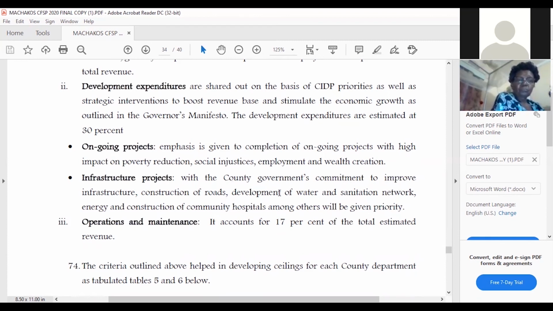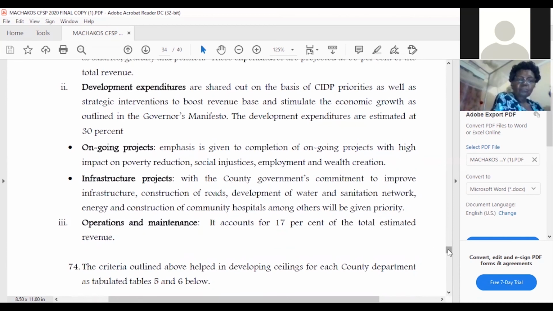So yes, they are saying this, but if we look at the development expenditure, they are saying infrastructure projects, that infrastructure is number 1, construction of roads. So the development expenditure should go towards this: development of water and sanitation network, energy and construction of community hospitals.